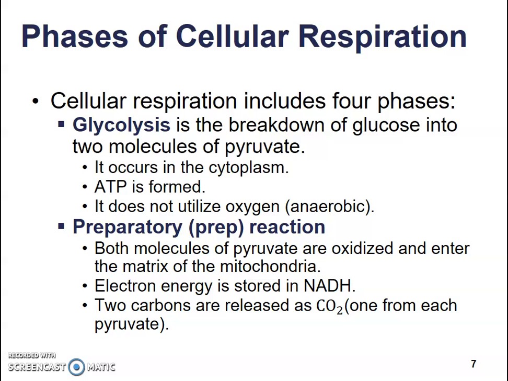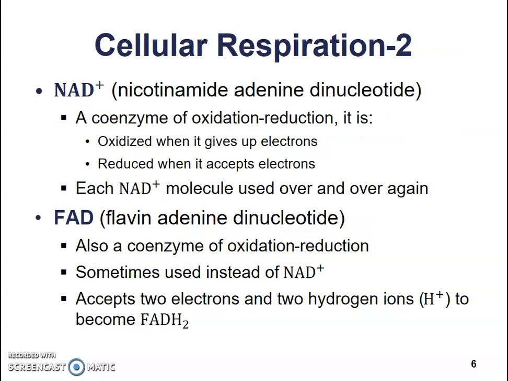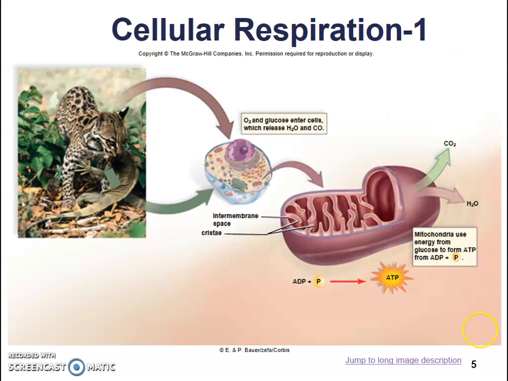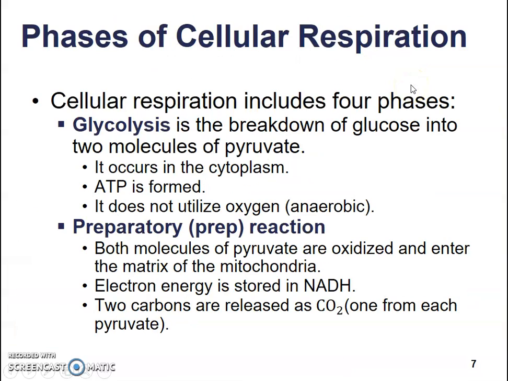Our second phase is the preparatory phase, or the prep reaction. Both molecules of pyruvate, that glucose that we snapped in half, are oxidized and enter the matrix of the mitochondria. So if we go back to our diagram up here, the matrix is this inner space here.